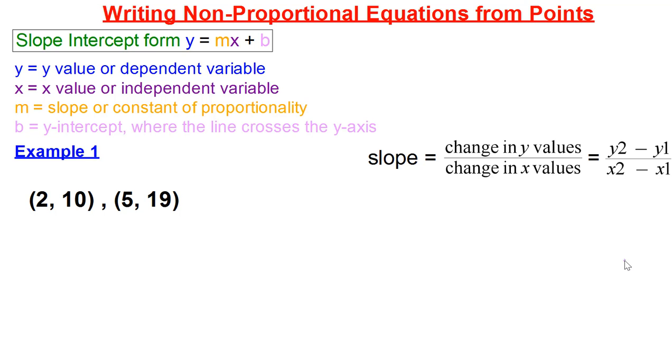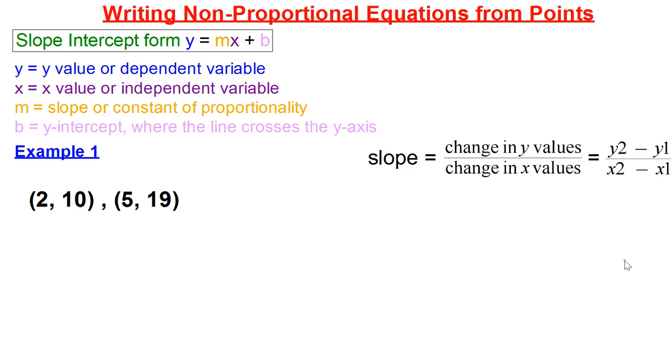Alright, so in the past couple of videos, we were looking at non-proportional linear relationships, and we figured out how to create an equation from a graph as well as how to create an equation from a table in the form y equals mx plus b. Now, today, we're going to figure out how to create equations using 2 points.